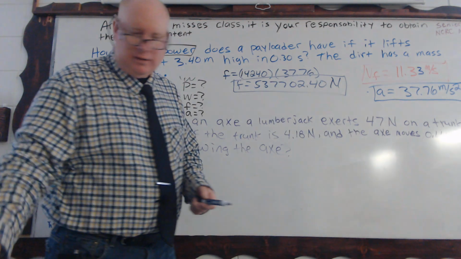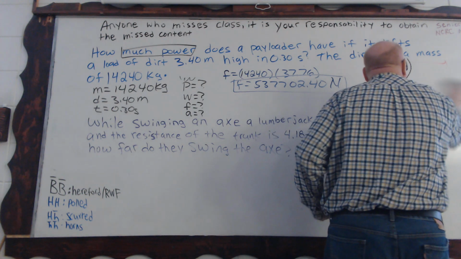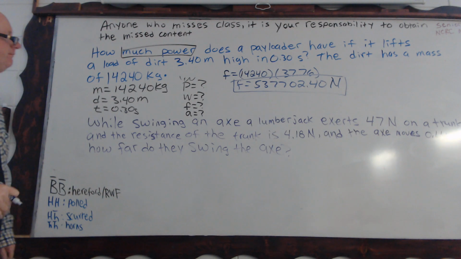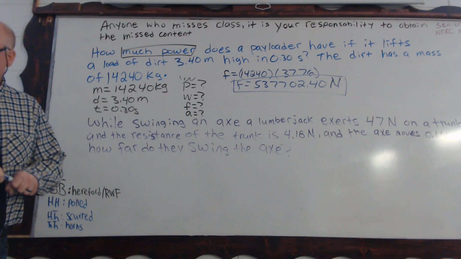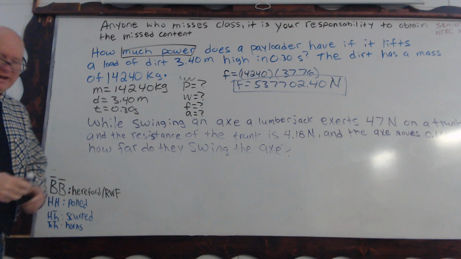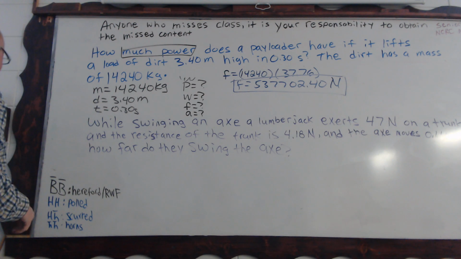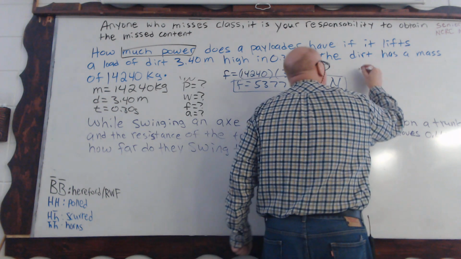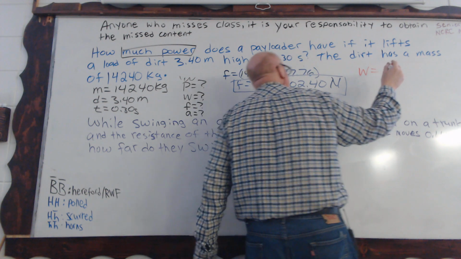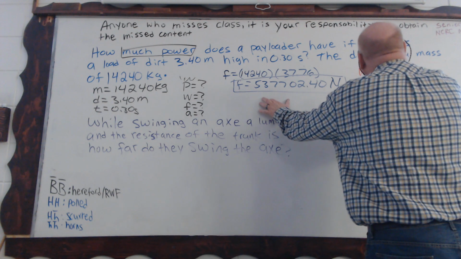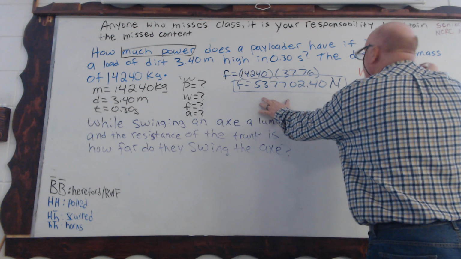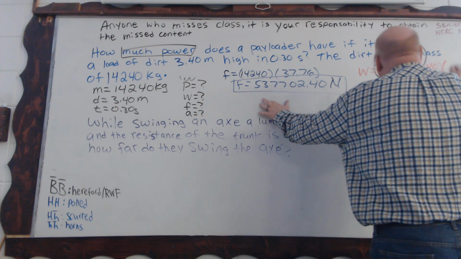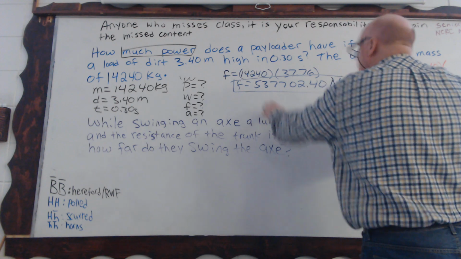So then notice we can get rid of some of this content because we've already calculated those. So what is the next thing we will calculate? Work. Isn't that what this is? Isn't this work? Yeah, yes it is. So what does our work equal? Force times distance. So we just found the force, which is 537,702.40. And we're going to multiply that by what? You said the distance, correct? Yeah. Which is 3.40.